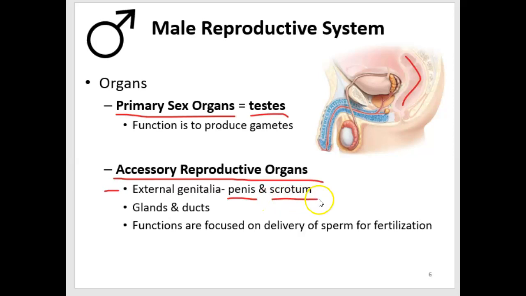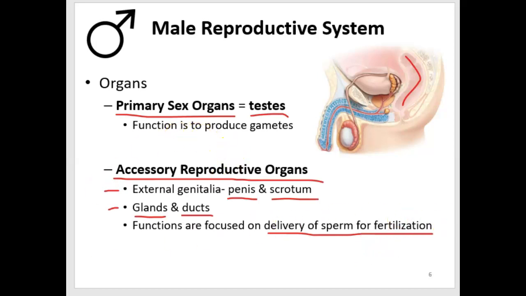That would be the penis and the scrotum, where the testes are located. You can't actually see the testes though, because they're covered with skin and connective tissue. Other accessory reproductive organs include glands and then ducts. And the functions collectively of all these accessory reproductive organs are keeping the sperm healthy and delivering it to the female reproductive system during fertilization processes.